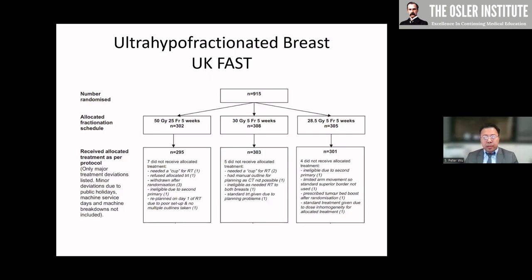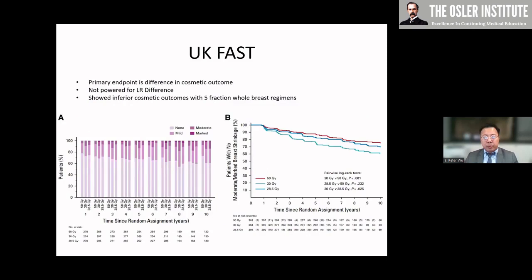The regimen here that was tested was 30 gray in 5 weeks, so 1 fraction per week, or 28.5 gray in 5 weeks, 1 fraction per week. And again, very similar results. There seems to be here on the bottom the worst cosmetic outcome when giving 30 gray in 5 fractions, but similar cosmetic outcomes when giving 28.5, but maybe numerically worse outcomes in the dark blue line, which represents 28.5, and very good or superior cosmetic outcomes with 50 gray.